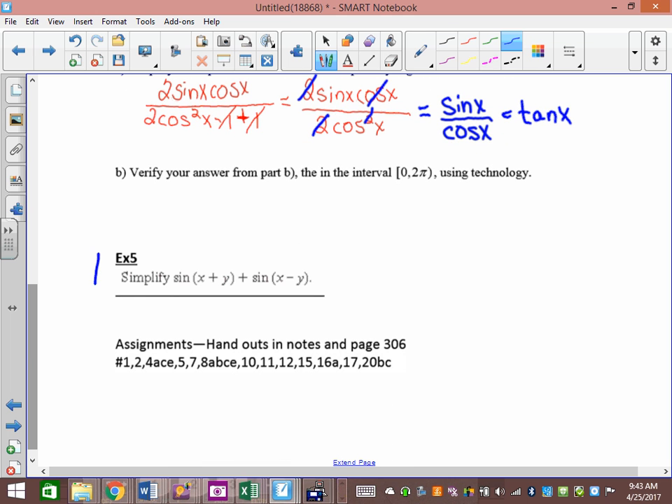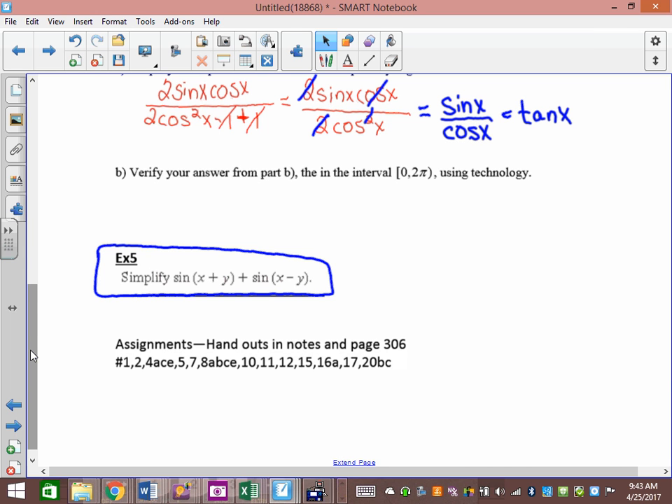Write this one down. You're going to do it for your homework, and we're going to go through it tomorrow. And then I'm going to assign you the other part of this homework. So write that question down. You're going to do it for homework. We're going to go through it tomorrow.